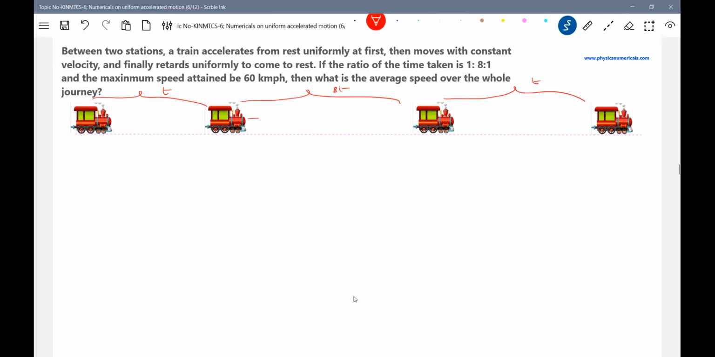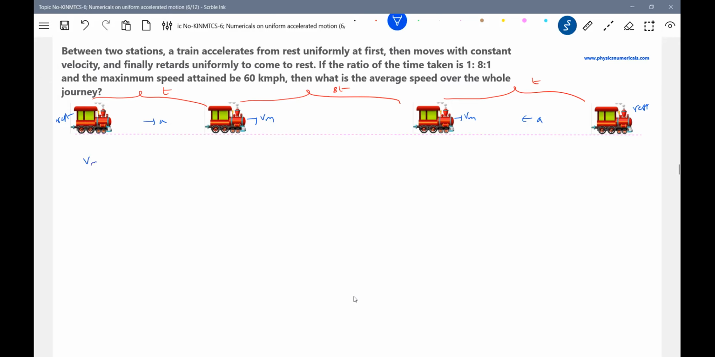Maximum speed attained is Vm. I'll choose some other color. It was moving from rest to rest. Definitely I can say that the acceleration must be the same. The amount of acceleration and retardation must be the same. Any reason for that? Look, the time interval for acceleration and the time interval for retardation is the same. So the acceleration and retardation have to be the same, or else you write equations of motion.